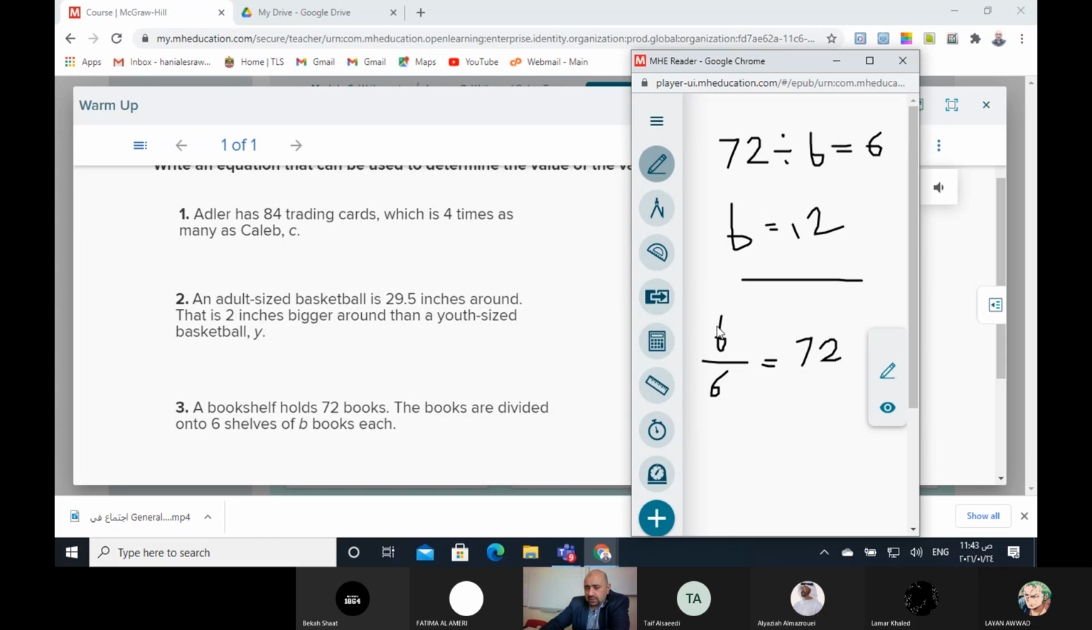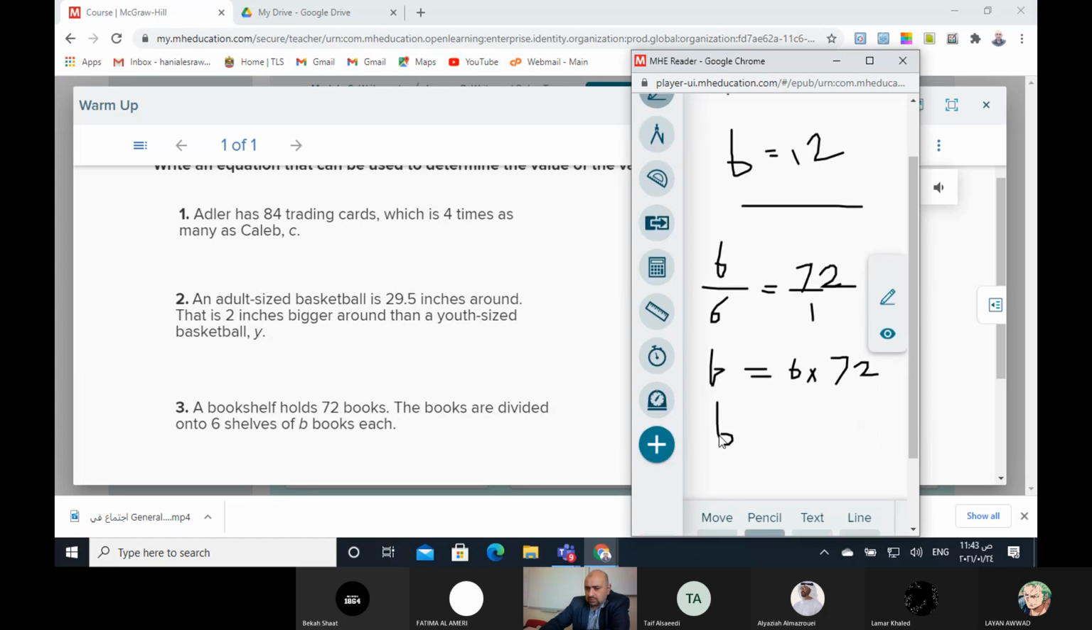If we write this equation like this, b over 6 equals 72, here we have a proportion: 1 times b equal 6 times 72. So b will be 432. But all the bookshelf holds 72. This is the largest number. How can b equal 432? So this is wrong.